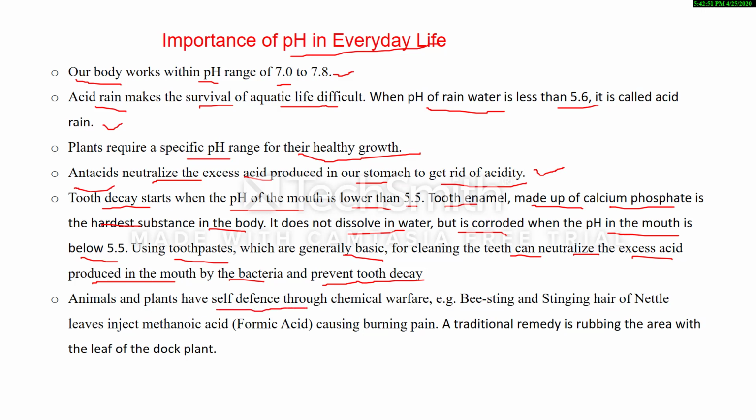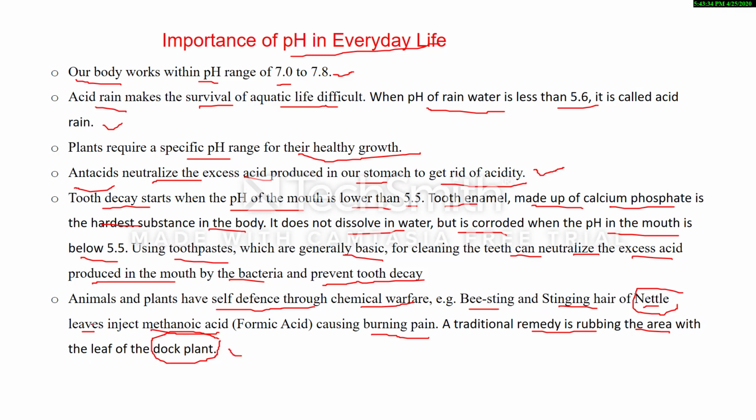Animals and plants have self-defense through chemical warfare. See some examples like this bee sting, or we can say honey bee sting, and the stinging hair of nettle leaves. Actually, nettle is a plant. Its leaves, when touched, inject an acid called methanoic acid, commonly known as formic acid, and this causes burning pain. A traditional remedy is rubbing the area with the leaf of the dock plant. Actually, this dock plant releases a basic solution. That's why the effect of the stinging hair of nettle leaves can be neutralized by the dock plant.